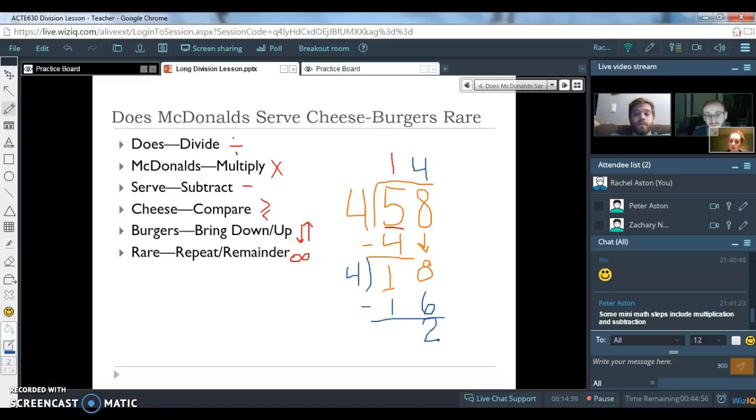Now, do we have any more numbers to bring down? Thumbs up or thumbs down in the chat. If we don't have any more, thumbs down. If we do, thumbs up. So in our little chat box over here, yep, you're right, Peter, no more numbers to bring down. So this number, good, Zach, is going to come up. And the 2 is going to be a remainder because we can't make any more groups of 4 out of that 2.